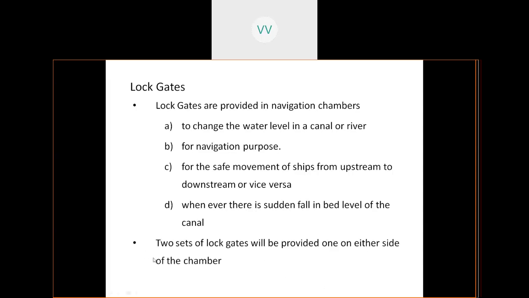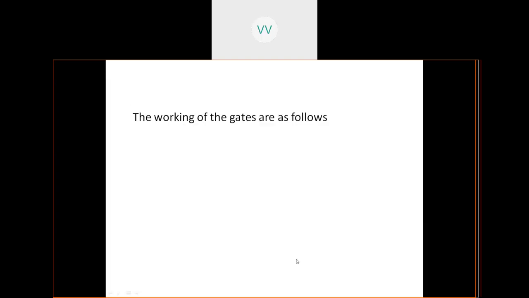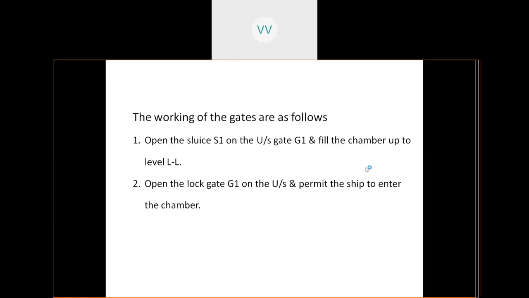Lock gates occur in pairs. Two sets of lock gates will be provided, one on either side of the chamber. The working of the gates is in the following way. First we are going to open the first sluice S1 on the upstream side and the gate G1, and fill the chamber up to the level L1. Then I'm going to show you the figure, and you will be able to understand how the working of the gates takes place.